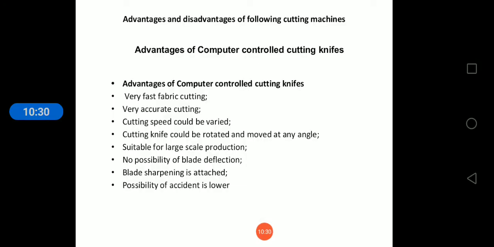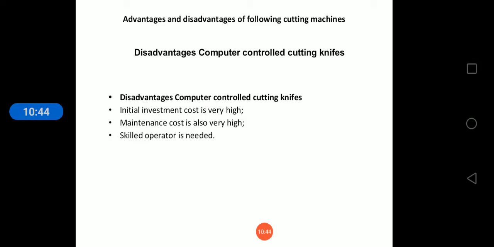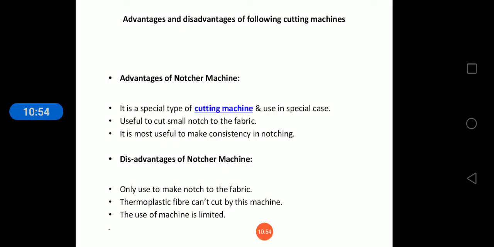And advantages of computer control: very fast fabric cutting, very accurate cutting, cutting speed also very high, and suitable for large scale industries also. No possibility for blade deflection, and blade sharpening is also very high. Disadvantages in computer controlled cutting knives: initial investment is very high, maintenance cost is also very high, and very skilled persons are needed.